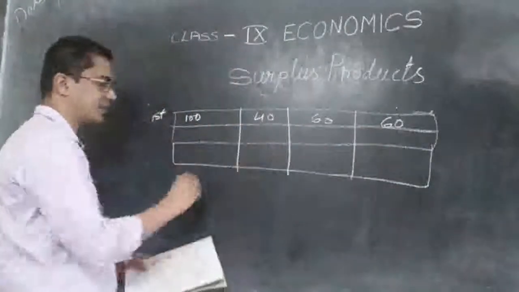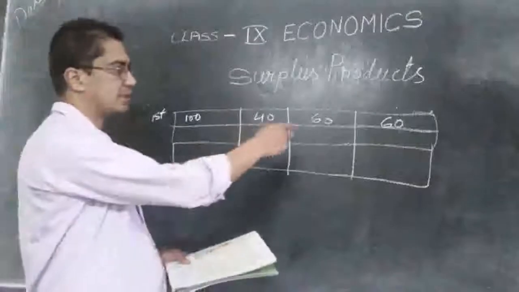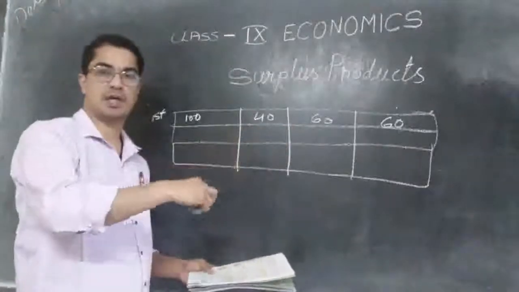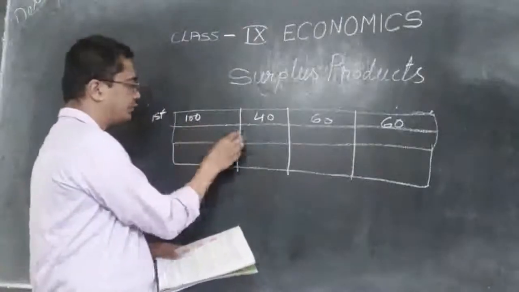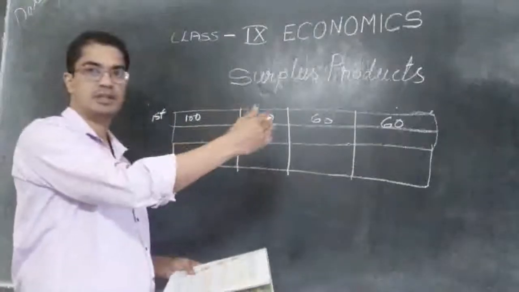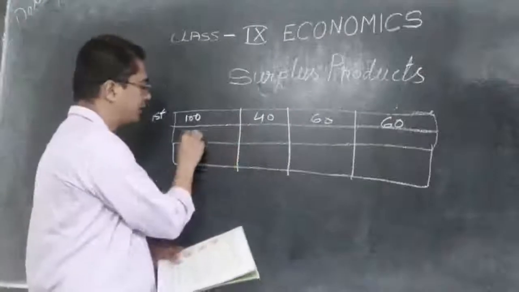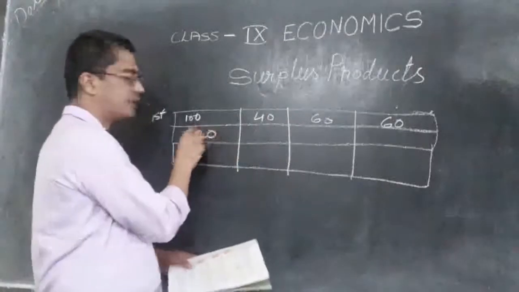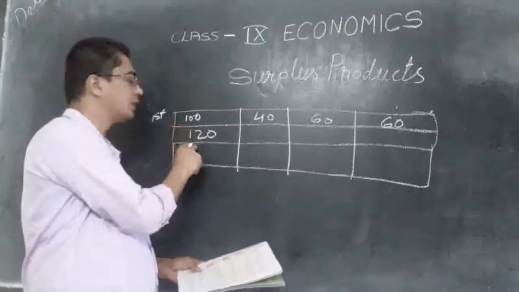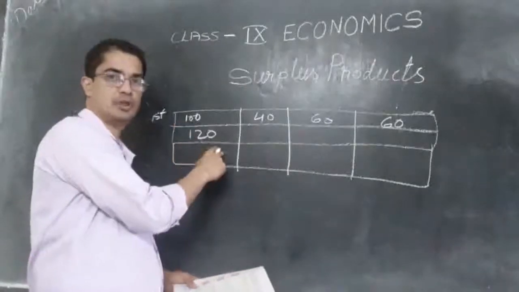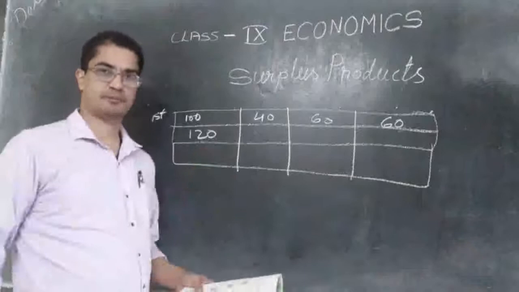He will use that 60 kg of rice and he will produce double. So next year he will produce double. 60 into 2 is 120. So the second year's production is improving. First year he produced 100 kg and this year he is able to produce 120 kg.